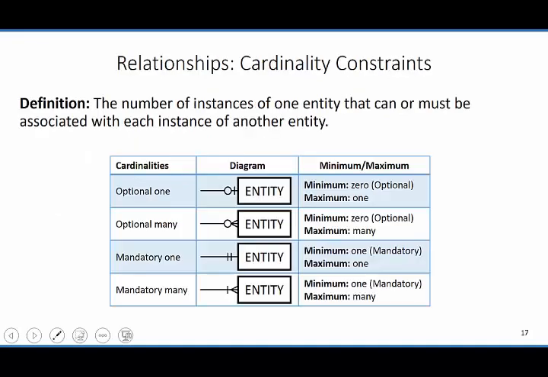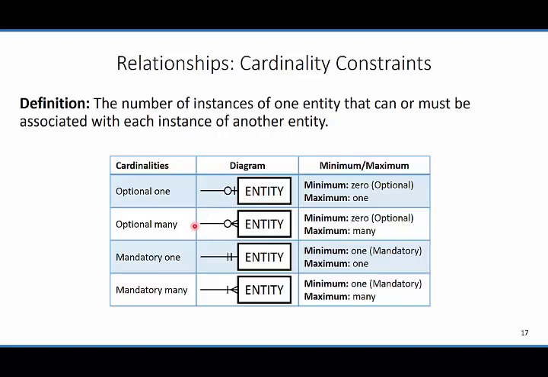The next thing we're going to talk about is cardinality. Cardinality indicates the number of instances that one entity can or must have with another instance of another entity. So for example, if we look here, optional one, an entity that has an optional one relationship with another entity, says that they either have a relationship with one record or they don't have a relationship with one record.